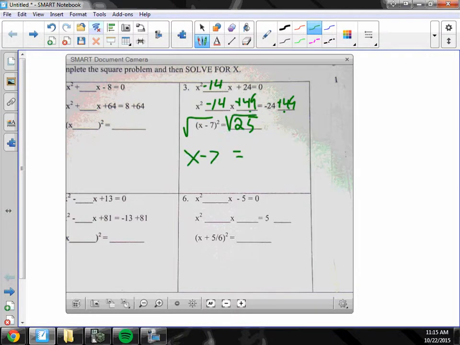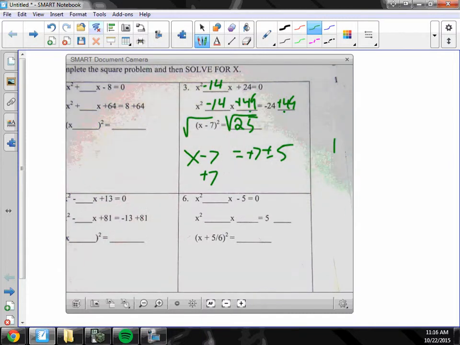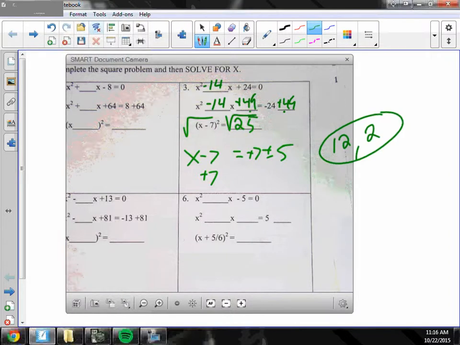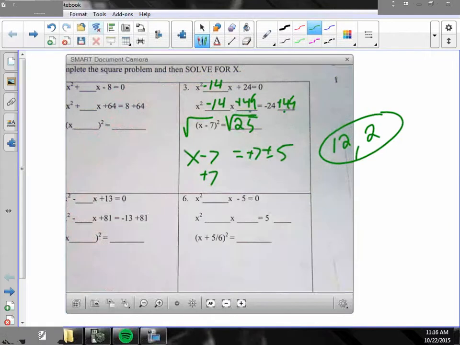X minus 7 equals plus or minus 5. I'm going to add 7. So what is the answer? 12 or 2. Did you say you get this or you don't get it? Oh. Okay, so number 4 is the same way. 5, we've done one like that. Let's look at number 6.